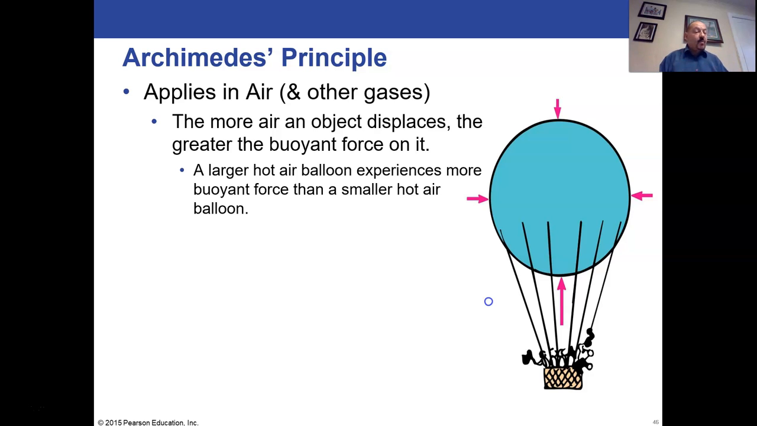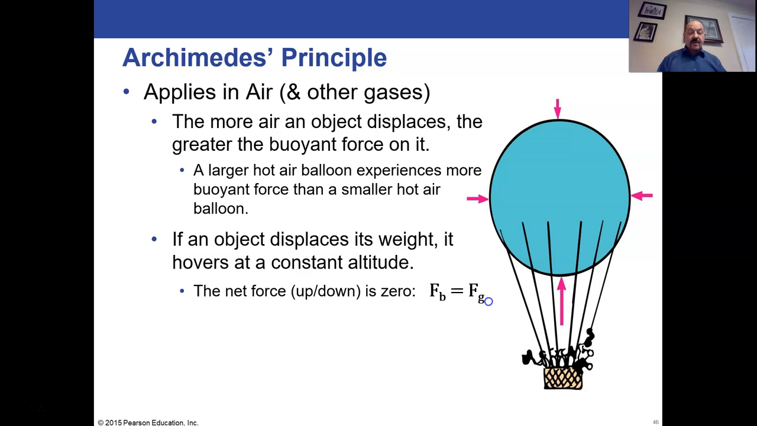A larger balloon will work better than a smaller balloon. A less dense balloon will work better than a more dense balloon. So if an object displaces its own weight exactly, there's no floating all the way to the top of air. We don't do that. It would hover in the air. So if its buoyant force is exactly equal to the weight, well, that's that middle place, and it could just float. And that's what happens with these balloons.